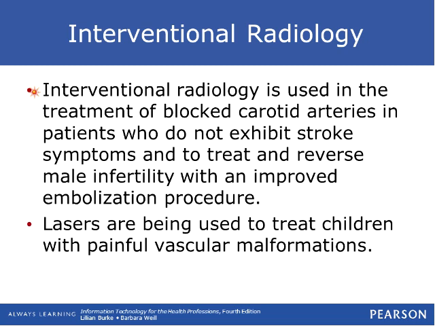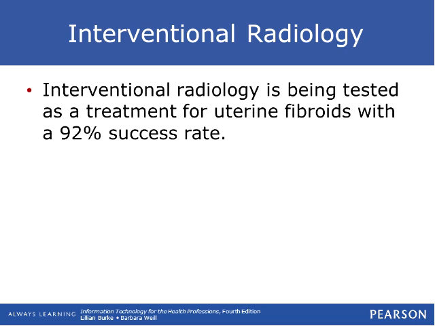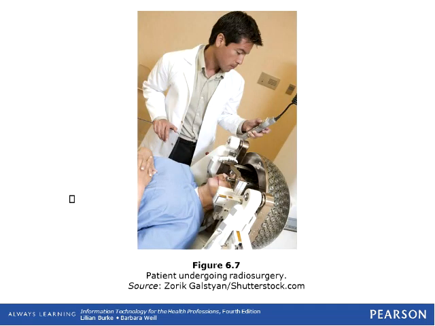Lasers are being used to treat children with painful vascular malformations because they can make them go away pretty easily without surgery. Interventional radiology is being tested as treatment for uterine fibroids with a 92% success rate. Uterine fibroids are tumors that occur on the uterus and can get as large as grapefruits. I've seen them as large as a grapefruit in surgery. And they can eliminate them when they're smaller through this interventional radiology technique, so there's no surgery necessary. They basically just destroy them with this radiation, and the body cleans them up.